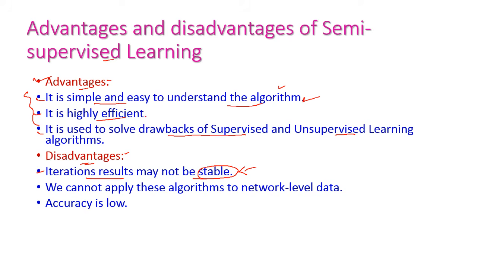That means it requires different types of learning techniques. First, it implements unsupervised learning, and after that, based on the output, it needs to label the unlabeled data. So, we cannot apply these algorithms to network level data, because it requires a large number of iterations and the accuracy of the output is very low when compared to the supervised and unsupervised algorithms.